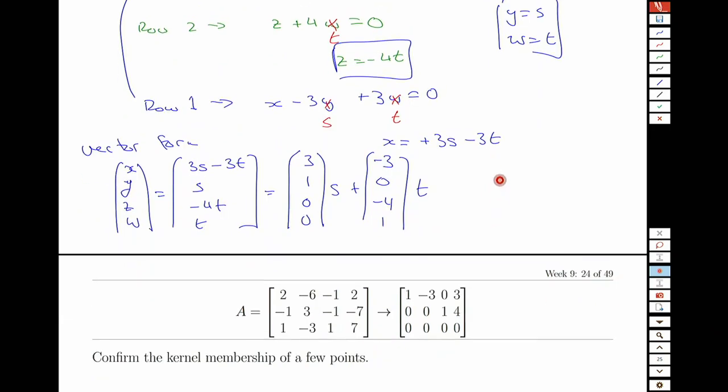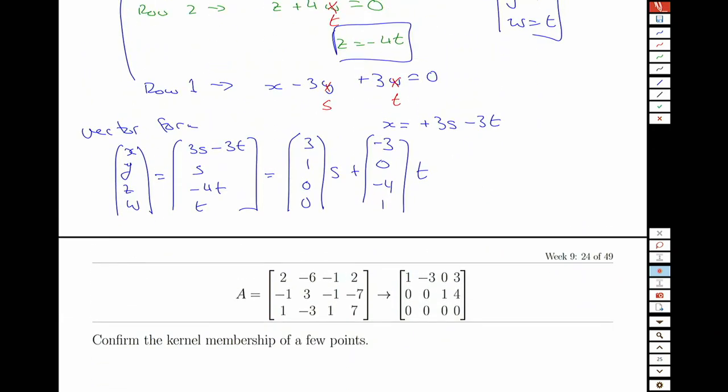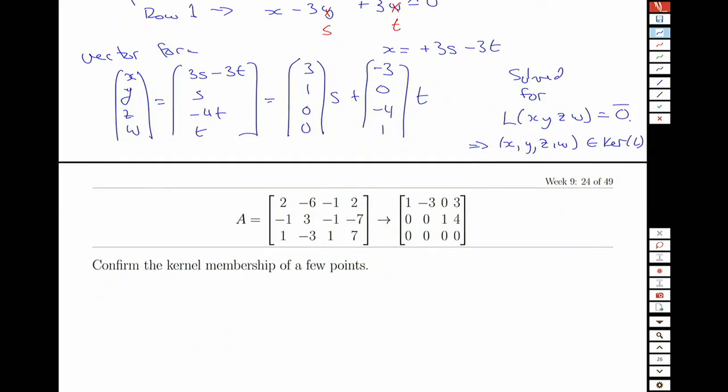The second thing is, what are we doing this for? What we just solved, we solved for L of some x, y, z, w equals the 0 vector. That means that that vector x, y, z, w is in the kernel of L, because the kernel of L is all things that map to 0. It's one of these things you just keep saying the same phrases over and over again. Well, that means that I have two vectors that transform to the 0 vector.